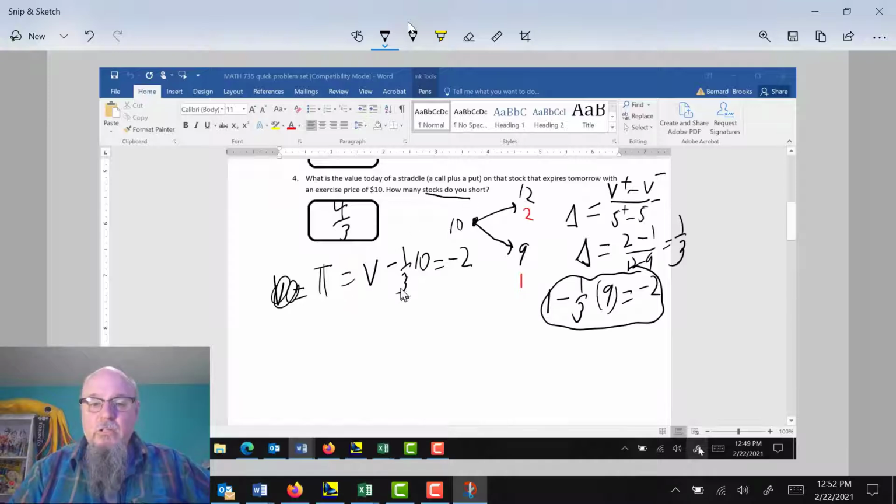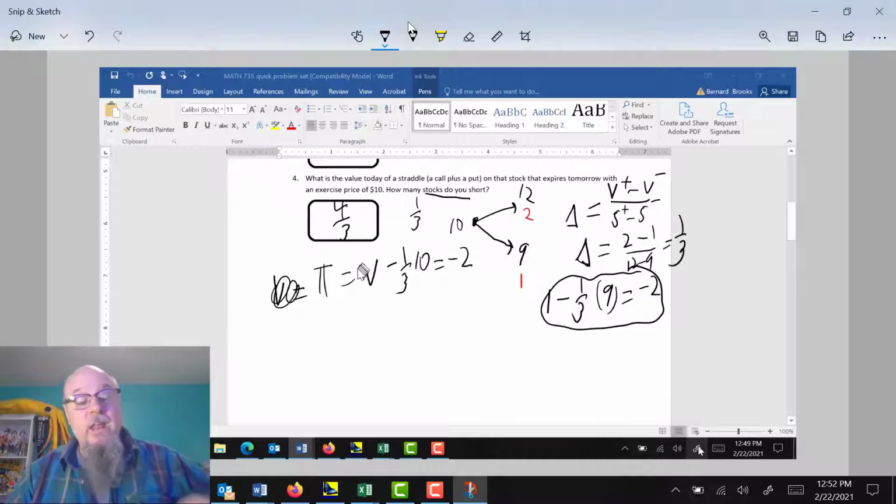How many stocks do we short? They're just asking me for the delta again. I should have put a box for that. So now I know the fair price for a straddle is 4/3. This is going to help me out on the next question.